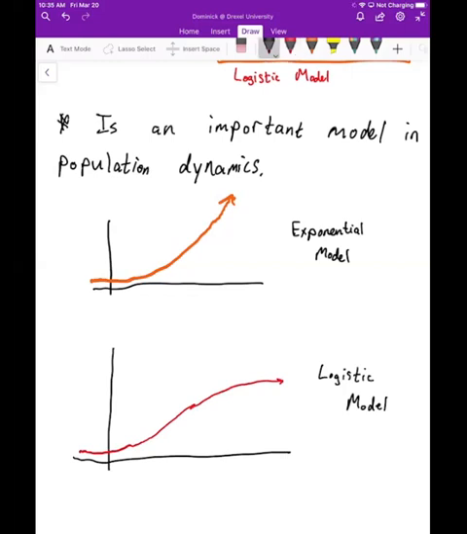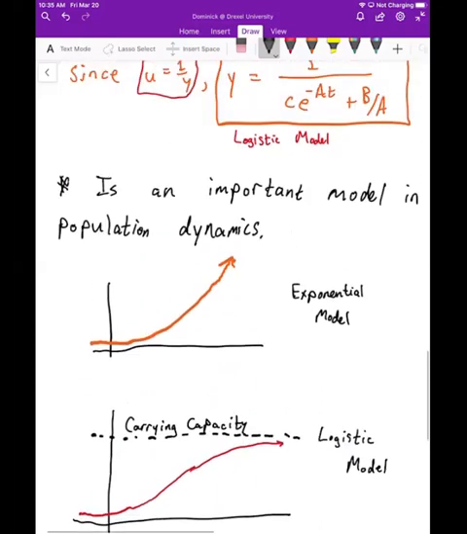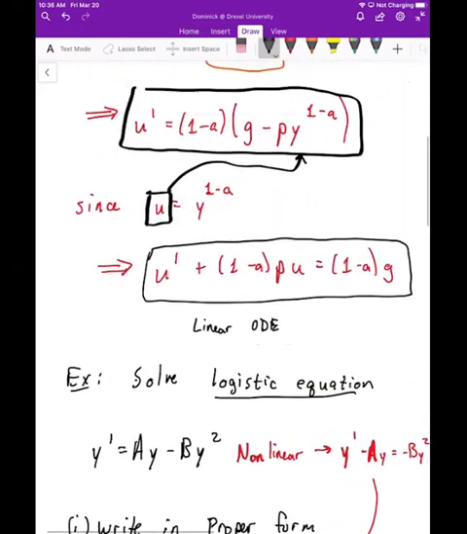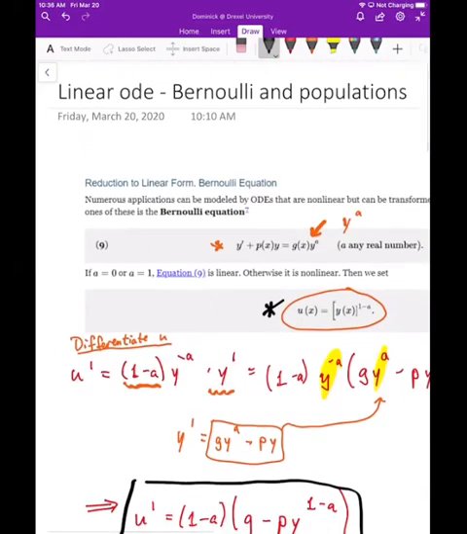And you have this threshold that you're never going to pass. That threshold is usually referred to as the carrying capacity, or the maximum allowable population. So that's the application behind the logistic model. But the main idea is that we can now take many nonlinear ODEs, as long as they are in this certain form or can be brought to this form, and we can transform them into a linear ODE and solve them using methods that we've already discussed.